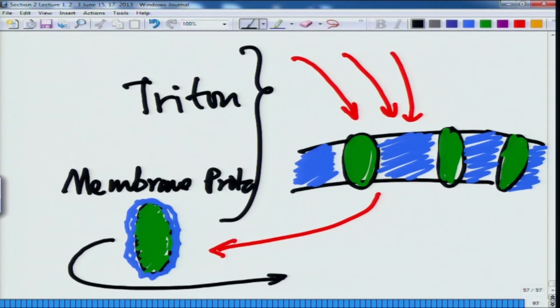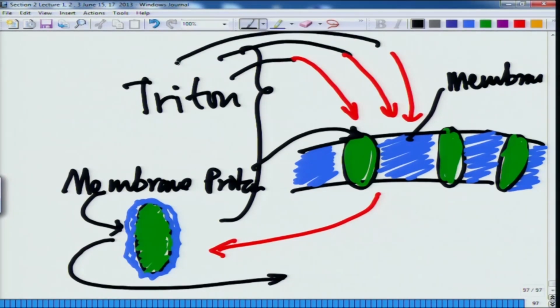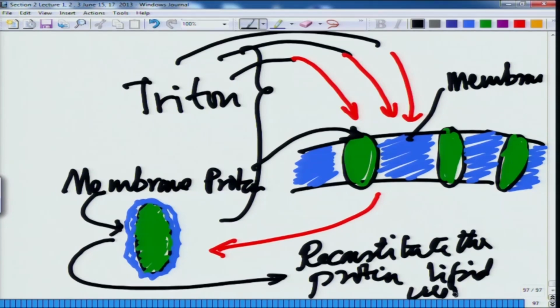for your further experiment, we reconstitute the membrane protein. So this is a membrane protein, and this is the membrane, and this is where you are adding the Triton. Then we reconstitute the protein in lipid vesicles.